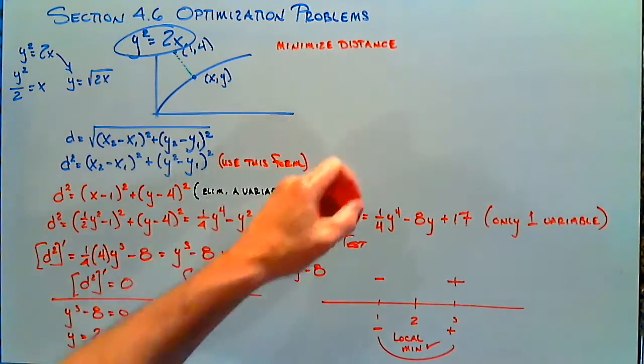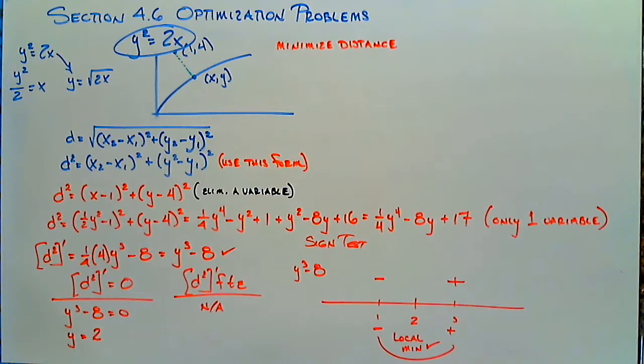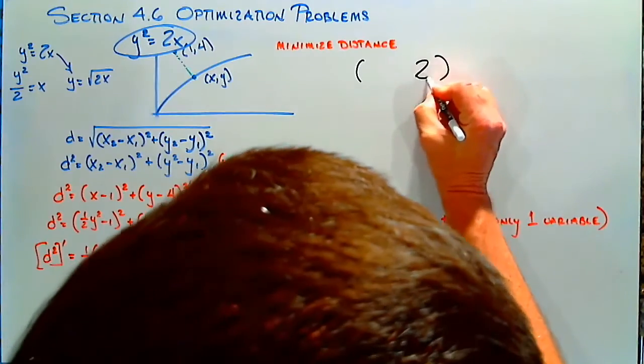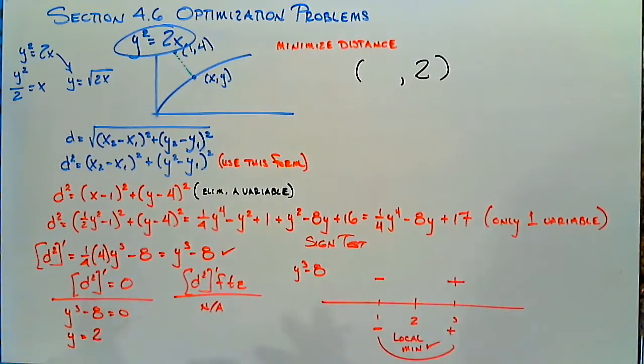We were asked to minimize the distance, and so at least so far, it looks like we're on our way to finding the answer. However, we have to make sure we read the problem. The problem says find the point on the parabola that minimizes the distance. Right now, we haven't answered the whole question. They want the point on the parabola. All we found is y equals 2.